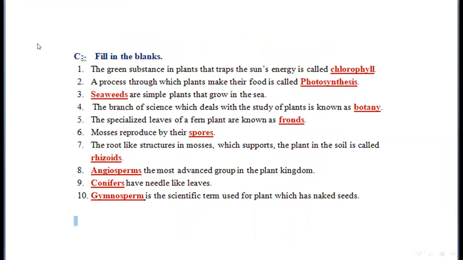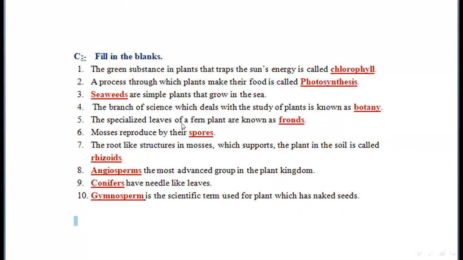Next exercise is fill in the blanks. The green substance in plants that traps the sun's energy is called chlorophyll. The process through which plants make their food is called photosynthesis. Seaweeds are simple plants that grow in the sea, like algae. The branch of science which deals with the study of plants is known as botany.